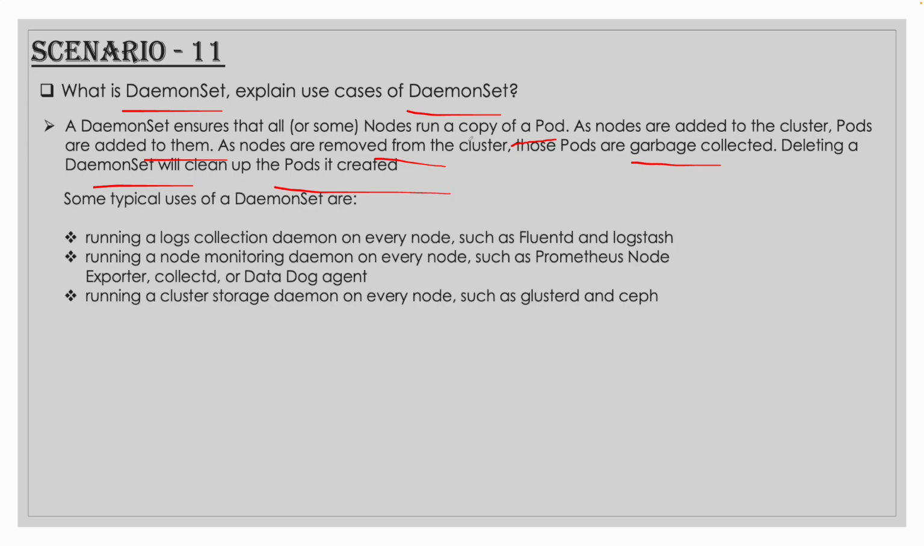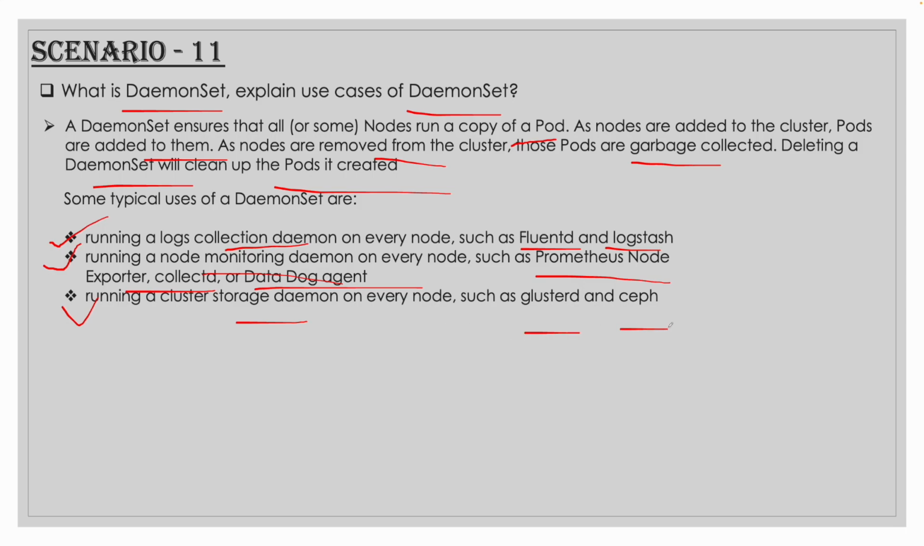Now let's see some use cases. There are typical use cases. As I said, one is running a log collection daemon on every node, such as Fluentd and Logstash. So if you want to run any log collection daemon, then this is the best way to do it. The other use case which I can think of is running a node monitoring daemon on every node, such as Prometheus Node Exporter, collectd, Datadog agent. So if you want to have such a node monitoring daemon added to each new node which gets added to your cluster, well and good. Third example, running a cluster storage daemon on every node, such as glusterd and ceph.